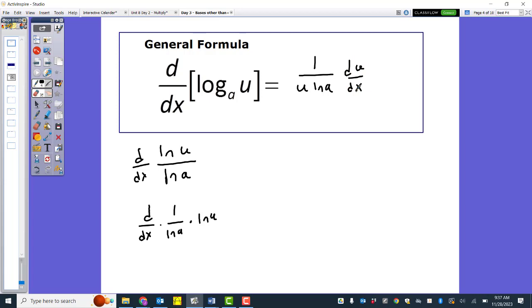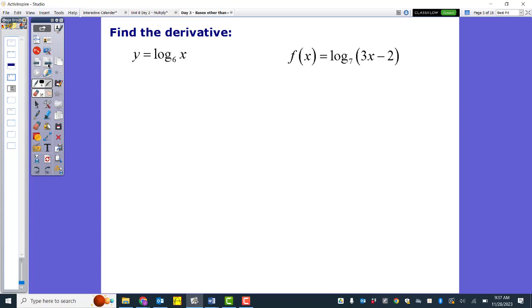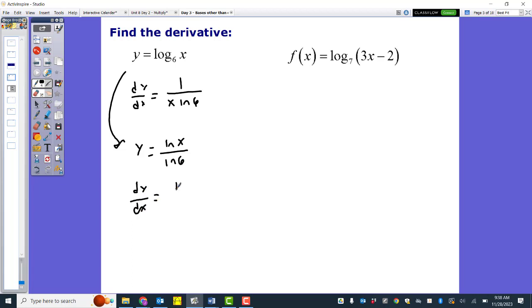Now you can apply this formula as you need. You don't have to apply it though if you can remember the general formula. So you can apply change of base if you need to, or you can use the general formula. So like for this one, if we remember the general formula, we can just say this is dy over dx equals 1 over x natural log of 6. Or if we wanted to do the change of base formula, we could say this is natural log of x over natural log of 6. Natural log of 6 is a constant, so this is going to be 1 over x times natural log of 6.